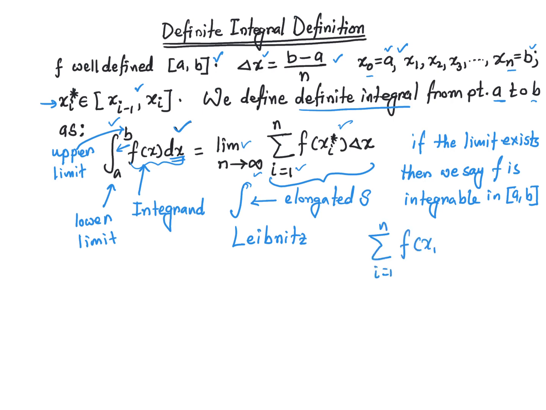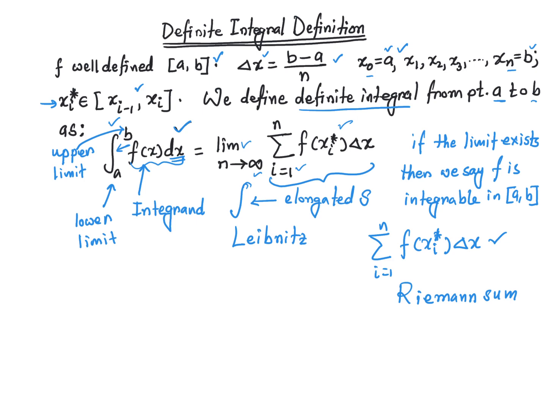Now the summation, which is the summation i equals 1 to n of f of x sub i star delta x, is called a Riemann sum, named after the German mathematician Riemann. This is just a sum for finding areas of rectangles, nothing special. You have seen it when we were finding area by approximating.